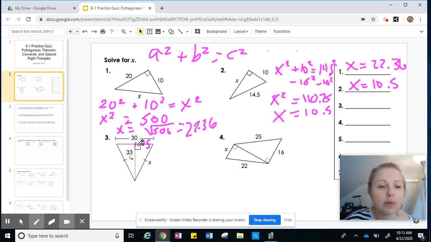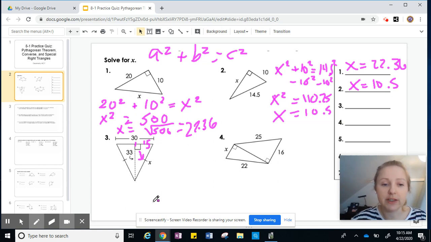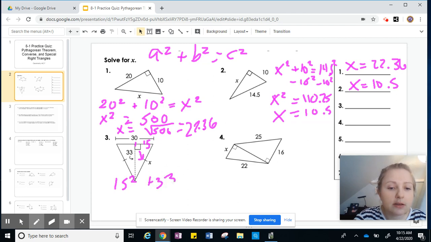So now we have a triangle. We have a leg of 15 right here, this right triangle. We have another leg of 33. We need to find the hypotenuse. We know x is the hypotenuse because it's across from the right angle. So what we're going to do here is 15 squared plus 33 squared equals x squared.